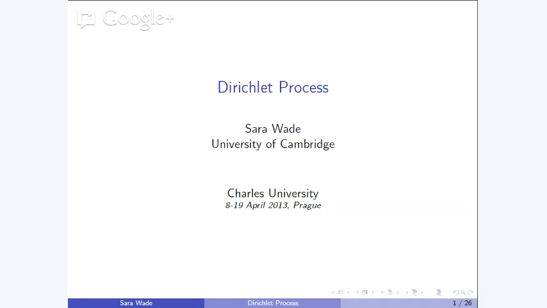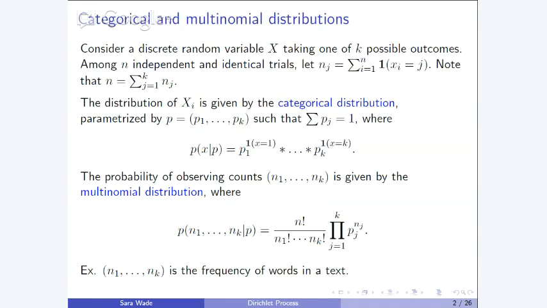Okay. So first, we'll start off by introducing the Dirichlet distribution, and then we'll go to the Dirichlet process and extend it in that case. So let's start off with the Dirichlet distribution, well, with the categorical and multinomial distribution.